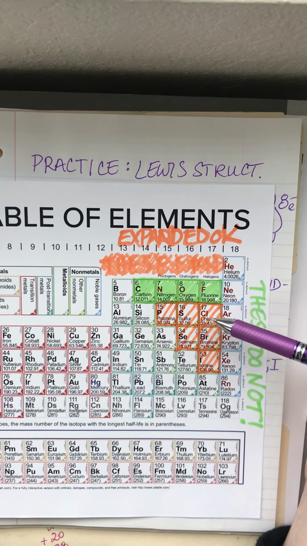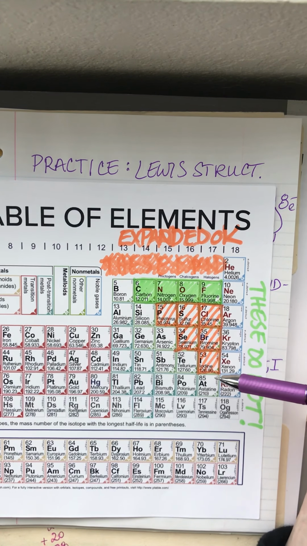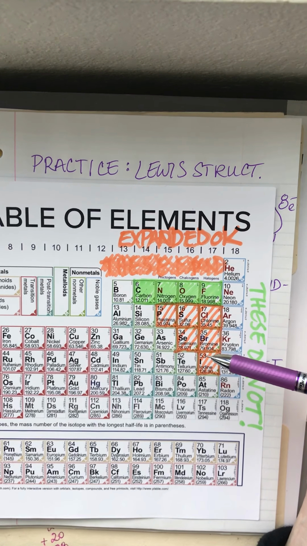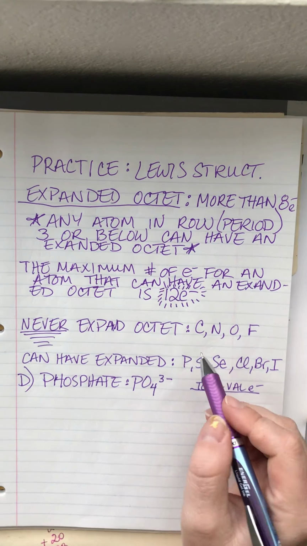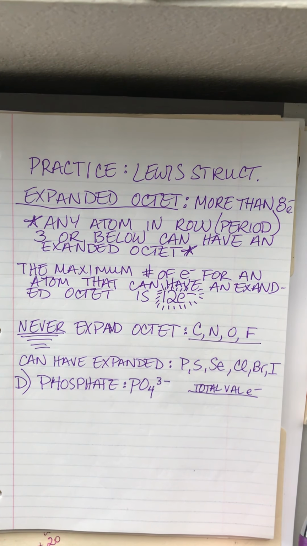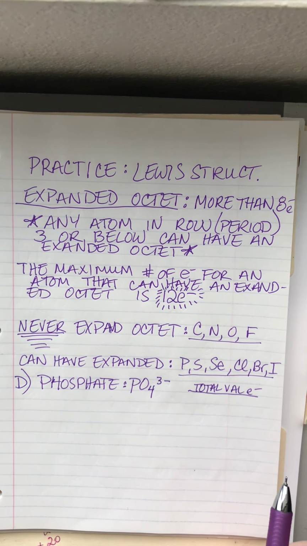Phosphorus, sulfur, chlorine, selenium, bromine, and iodine are all able to have an expanded octet, right? So these guys can never have an expanded octet. These guys are able to have an expanded octet.